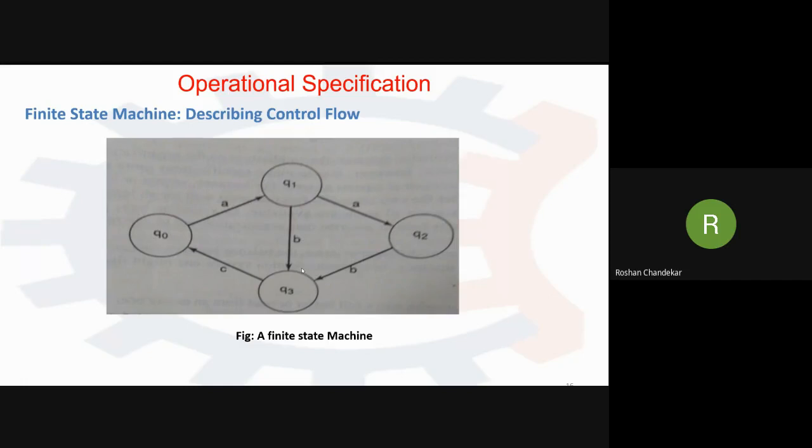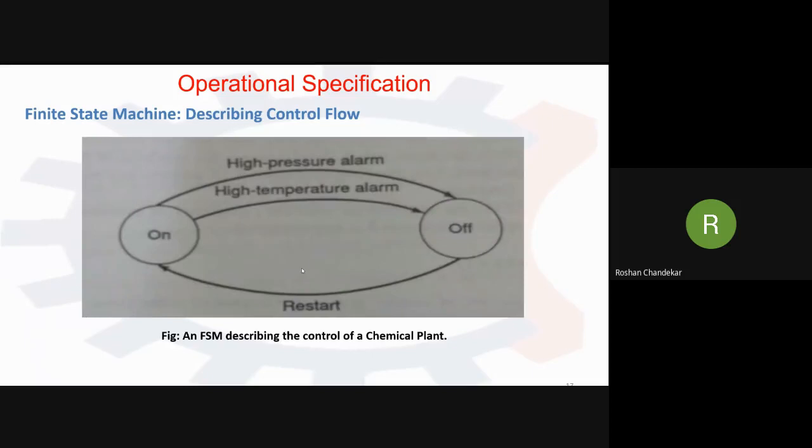Like the data flow diagram, let's take one example of this. The example is like this. Consider a small chemical plant. We can have a finite state machine describing the control of the chemical plant. So this is the diagram. This figure shows the finite state machine of the chemical plant.